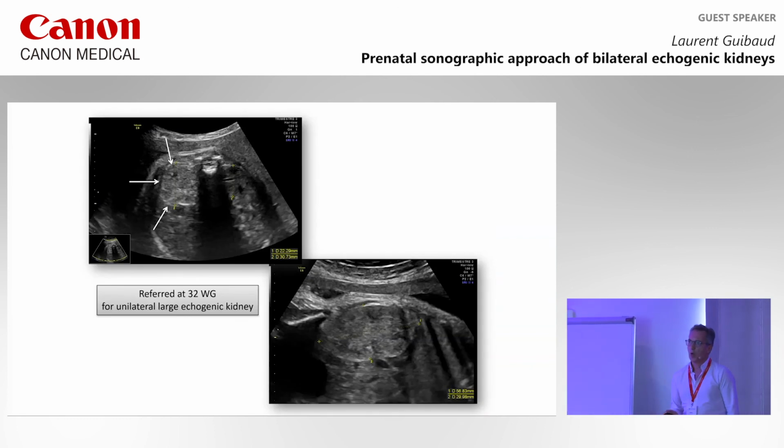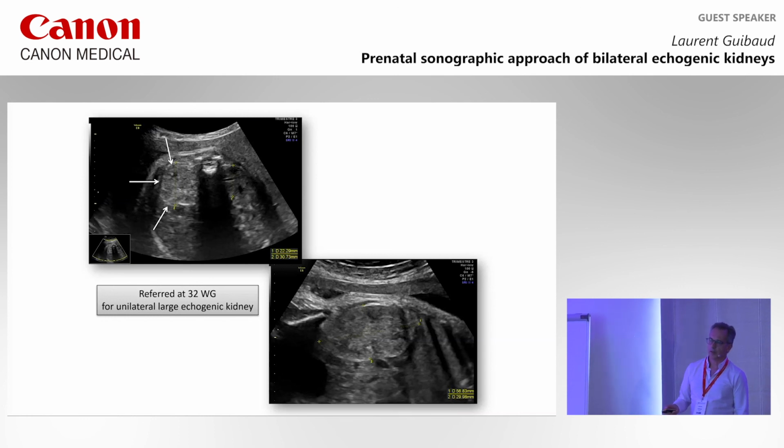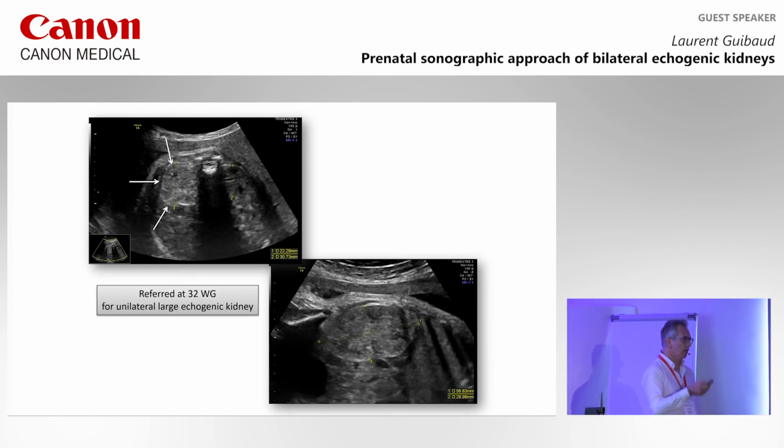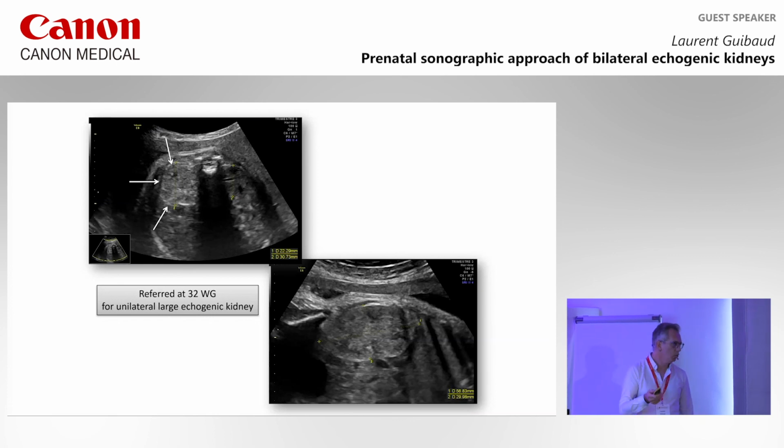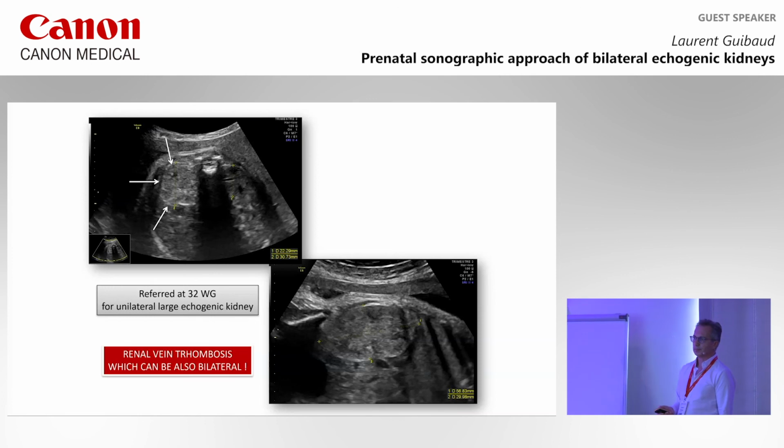This is a case where you see it's very echogenic, but it's only one kidney, echogenic and enlarged. So this is very typical for thrombosis of the renal vein. In that case, you should look at the inferior vena cava. Sometimes the thrombus also involves the IVC, and it can involve also the contralateral renal vein. And in that case, we would get two echogenic kidneys, most of the time very large.